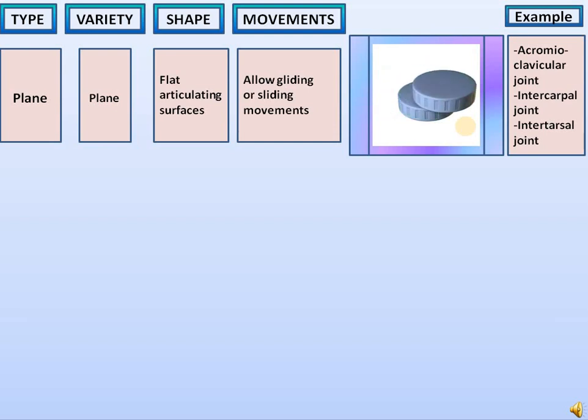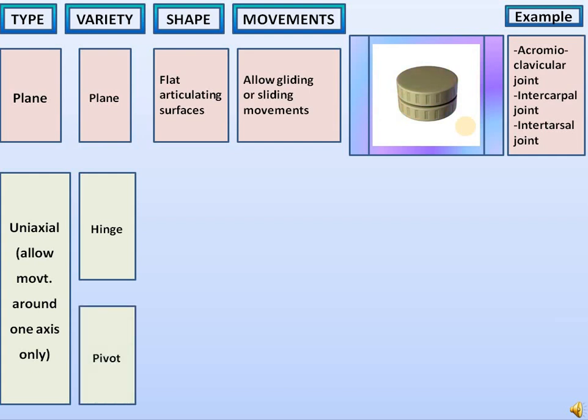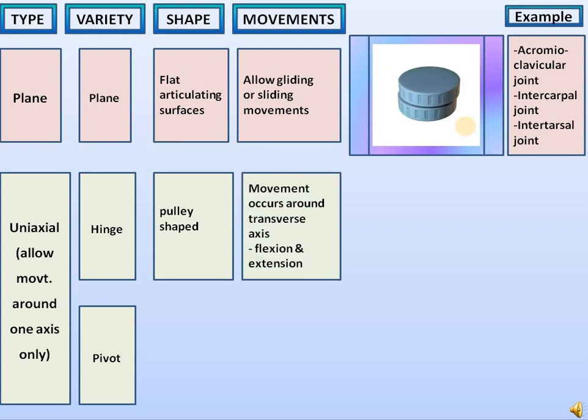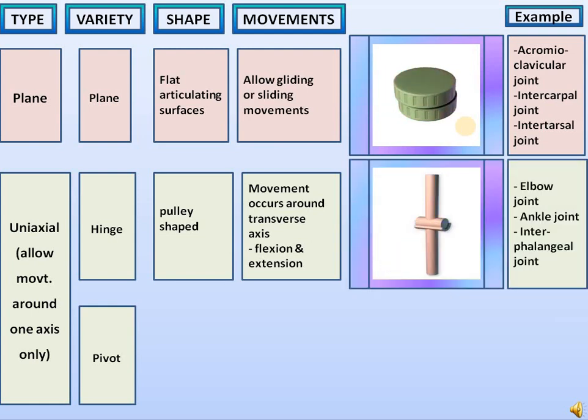The next type of synovial joint is the uniaxial joint that allows movement around one axis only. It can be further divided into 2 varieties, the hinge joint and the pivot joint. First, talking about the hinge joint, the shape of the joint is pulley shaped, and the movement occurs around the transverse axis. That means flexion and extension movements are available. The examples are the elbow joint, ankle joint, and interphalangeal joints.